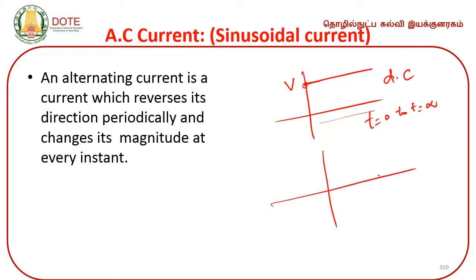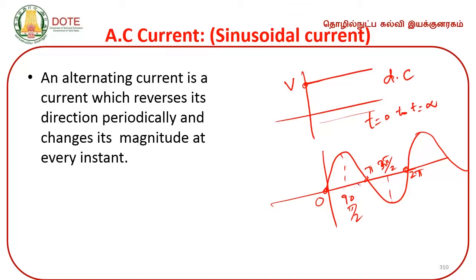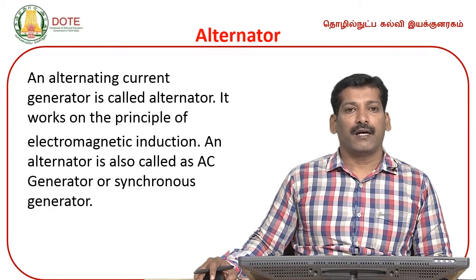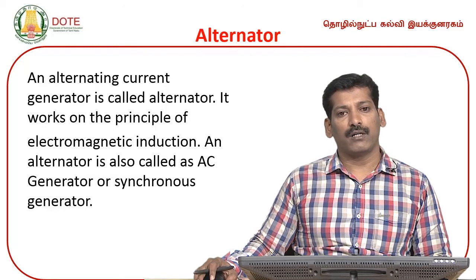When you look at the AC voltage in the CRO, you can see a sinusoidal signal like this. So, this is your angle 0, this is your angle 90, that is pi by 2, this is pi, this is 3 pi by 2, and finally this is your 2 pi. So, for each and every instant right from 0 to 2 pi, the amplitude is getting varied as well as the phase.